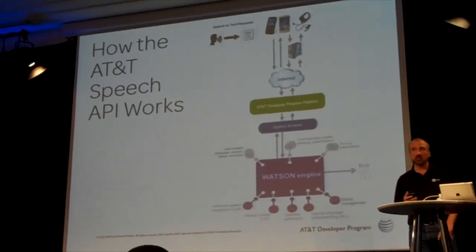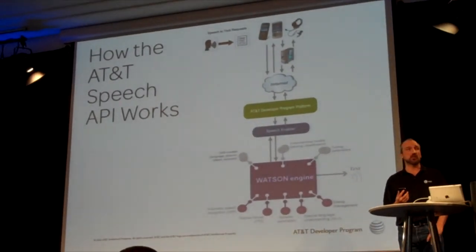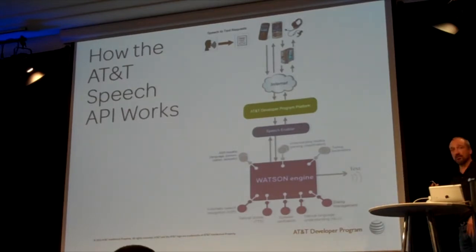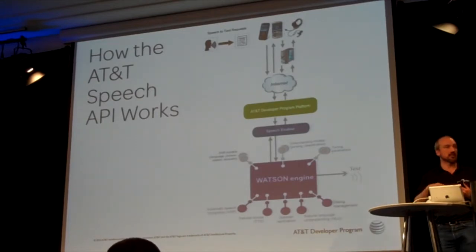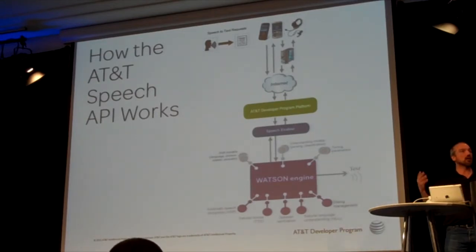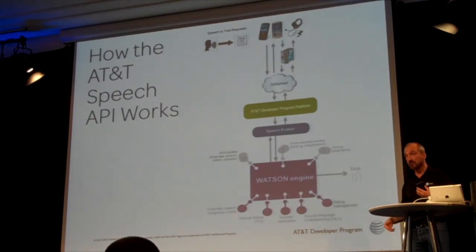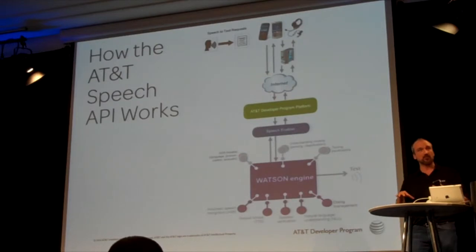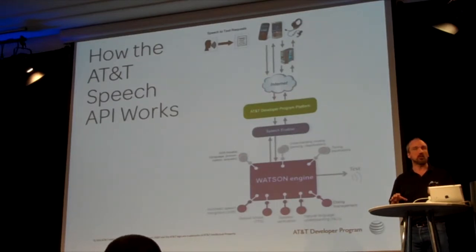So AT&T Speech API is a client-server speech recognition system. This is a schematic diagram of how it works. At the top are the clients. These are the applications where you want to add speech recognition. The clients can be mobile devices, they can be desktop computers, they can be web applications. They can be anything that can run the HTTP protocol and send audio data.